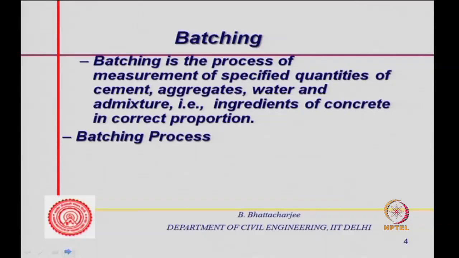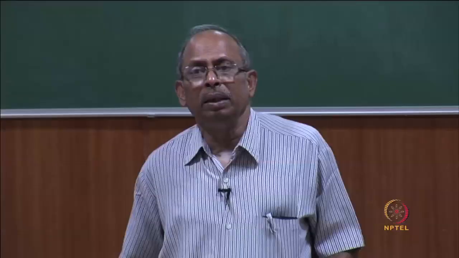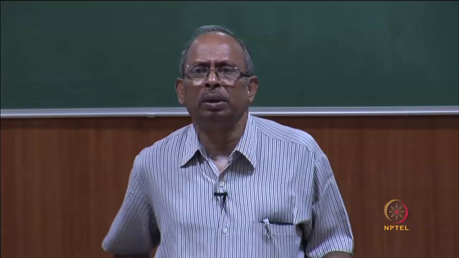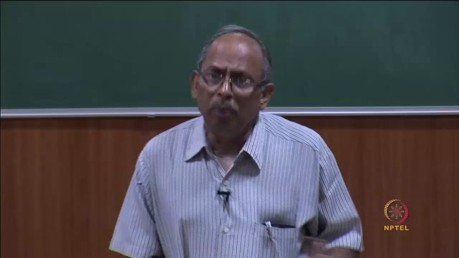Now, the batching process can be volumetric or on mass or weight basis. Volumetric batching was done earlier, long back. One might do one volume of cement with six volumes of sand, a 1:6 mortar, and that kind of thing. So, it is very loose actually. Volumetric batching in the case of concrete is not desired.